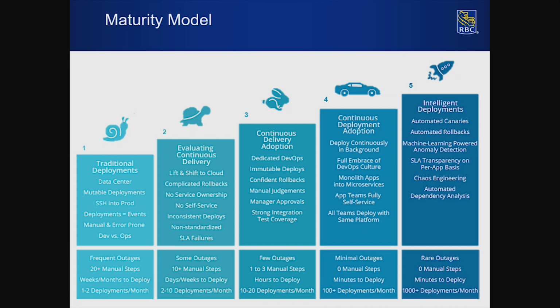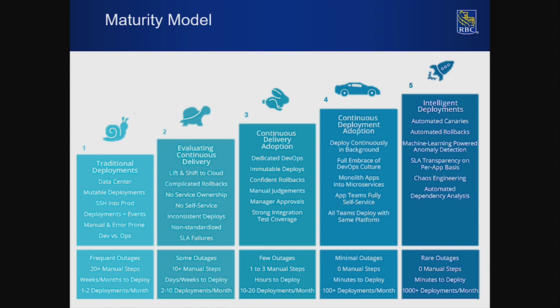Another way to increase the level of security of your cloud deployment is to use a maturity model. A maturity model is the model on the screen. You have five steps. The first step is traditional deployment: you deploy your application in your on-prem data center, and with this maturity model you deliver one or two deployments per month. After that, you move to another model, continuous delivery, where you increase the number of deployments to two to 10 per month.